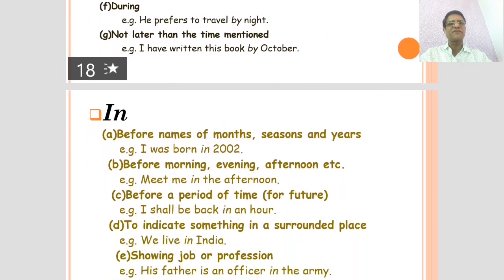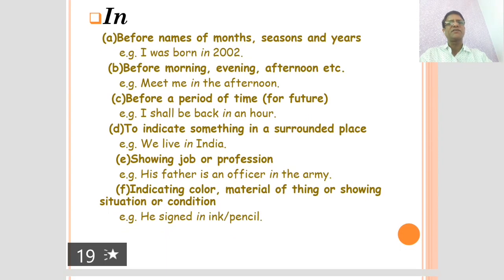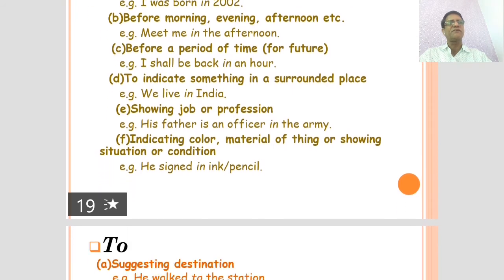Next is in. Before names of months, seasons and years: I was born in 2002. Before morning, evening, afternoon, etc.: Meet me in the afternoon. Before a period of time, for future: I shall be back in an hour. To indicate something in a surrounded place: We live in India. Showing job or profession: His father is an officer in the army. Indicating color, material of a thing, or showing situation or condition: He signed in ink, pencil.